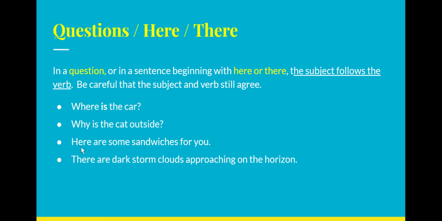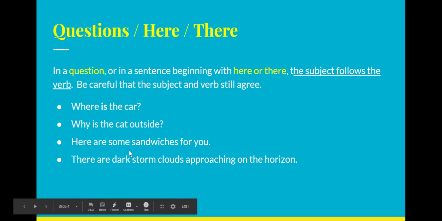Last example, there are dark storm clouds approaching on the horizon. So there is not my subject. I'm actually talking about the storm clouds, right? So clouds is plural, are is a plural verb. So the rule says the subject follows the verb, and you see that in all of these examples. So it's just flip-flop from what we normally are used to.